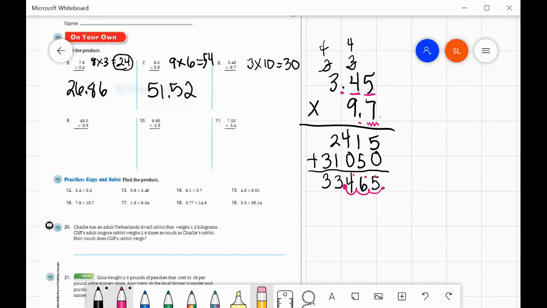So this is 33.465. That 33 is near 30. This is a reasonable answer. All right, 33.465 is a reasonable answer. All right, go ahead and do number 10. So work on number 10 next.